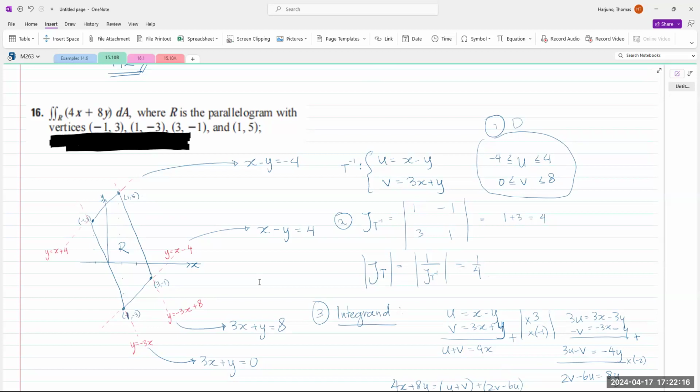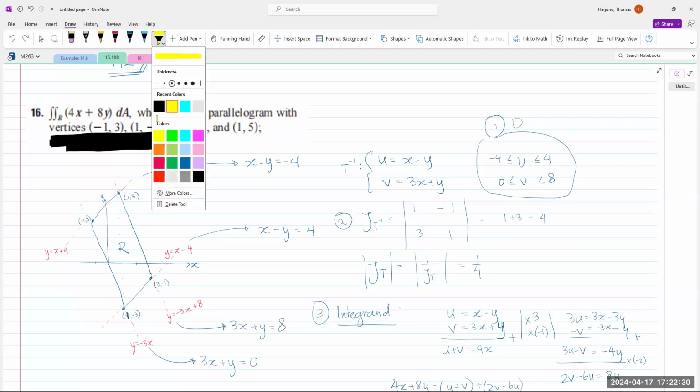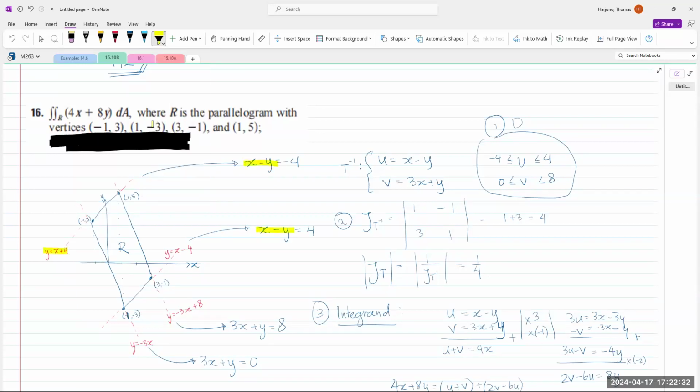The way I did it here is I look at the boundaries and see what I can do with them. Basically, I change the equation of the boundaries into an equation with a constant on the other side. I think that's the key.